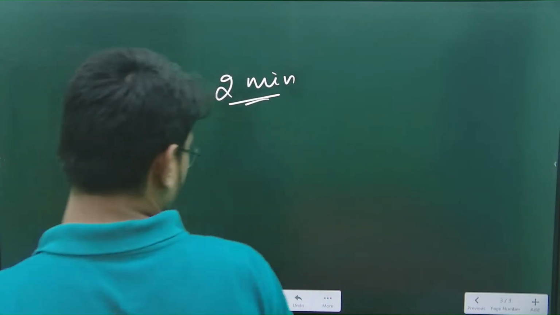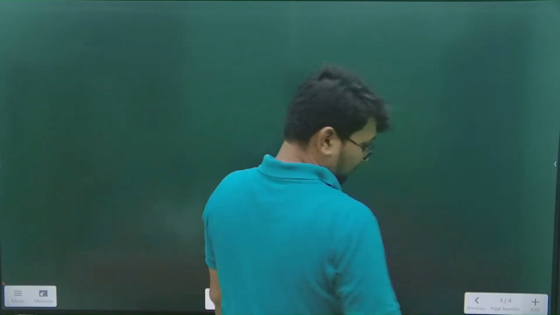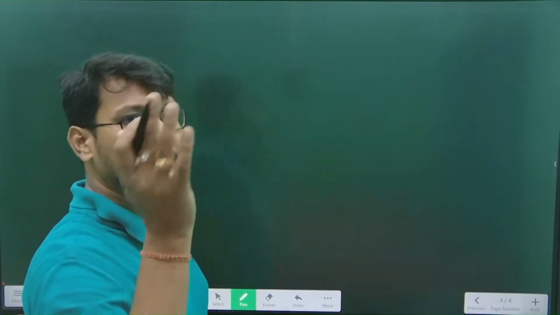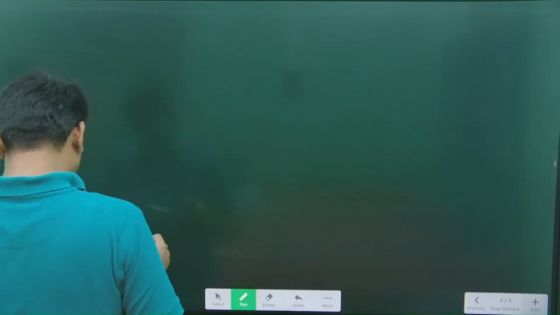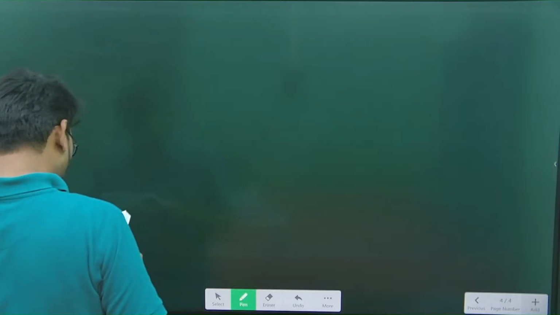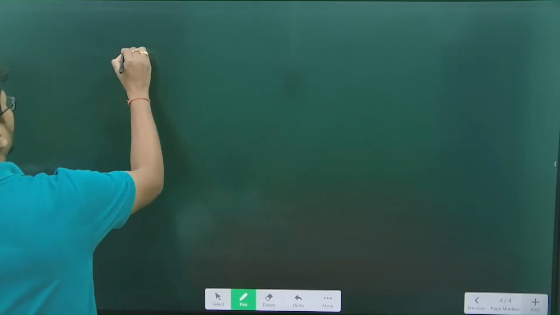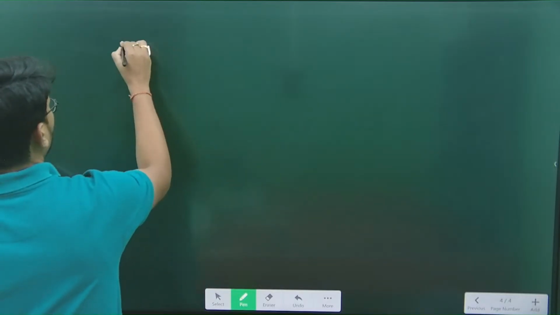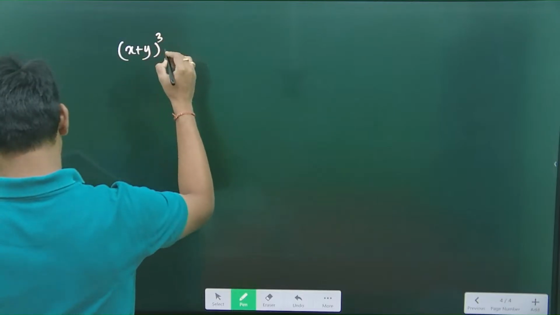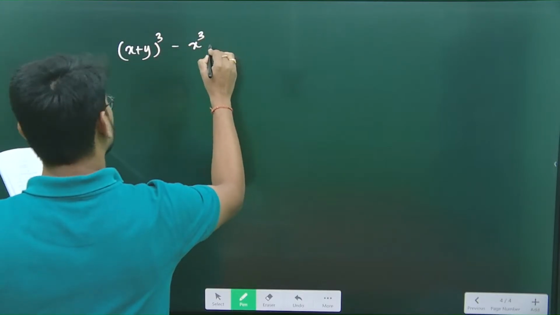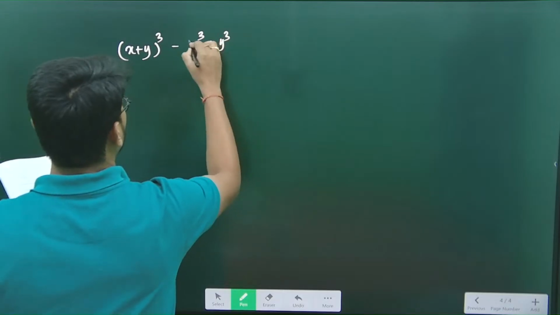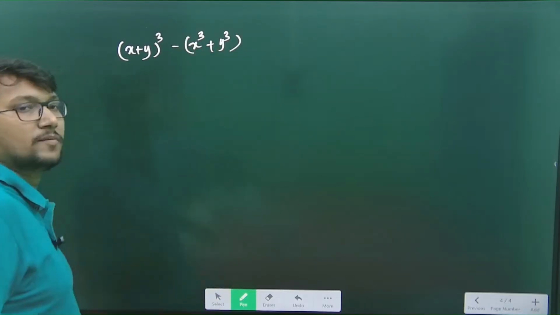Tell me what is the question? See, the question is, okay, get ready everyone. The next question is, find the factor. Which of the following is a factor of (x plus y) whole cube minus x cube plus y cube, right? Okay.